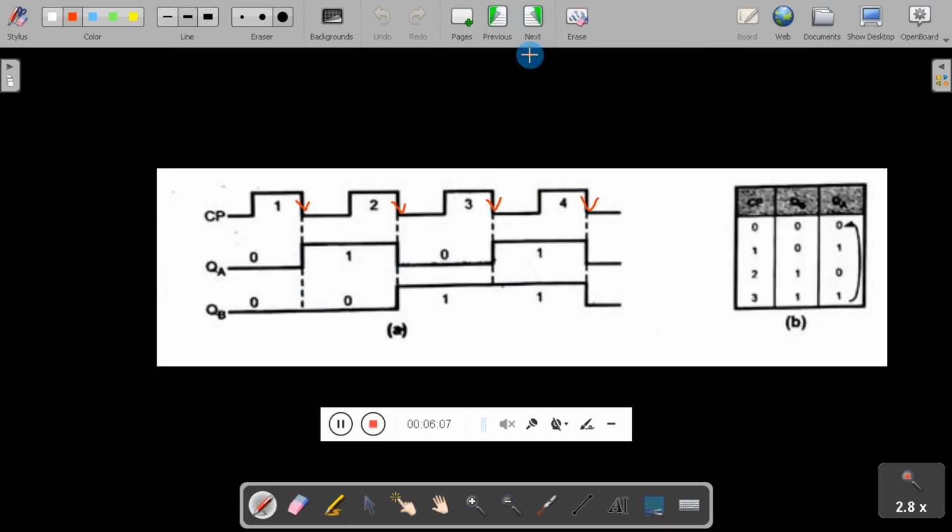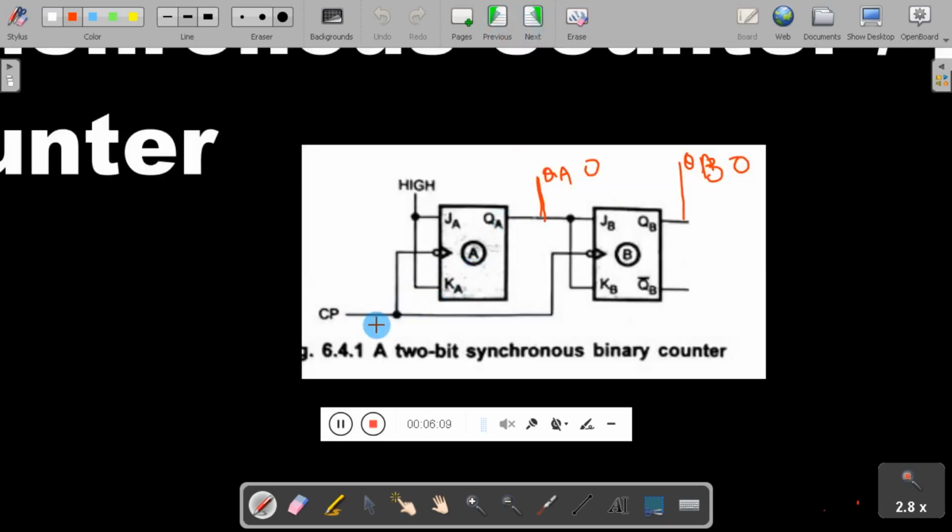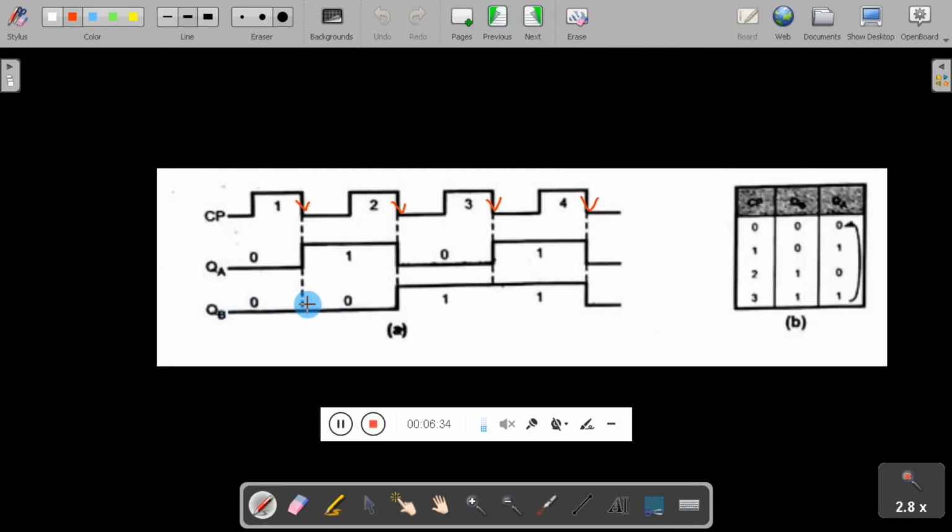Now, since we are giving the clock simultaneously to this flip-flop also, initially QA was 0 and that is tied to JB and KB. When JB is 0 and KB is 0, it remains in the last state. The output of B remains in the last state. So what is the last state? The last state was 0. So the output remains in the last state. You see here, the QB output remains in the last state.